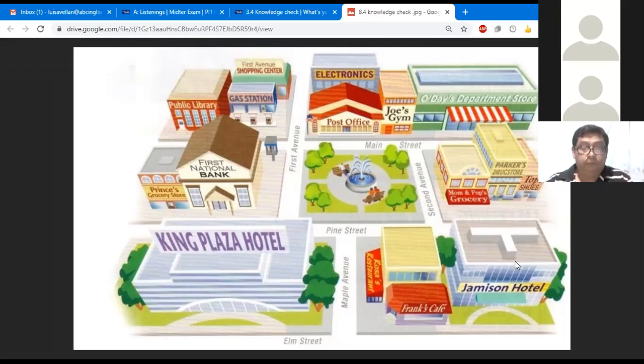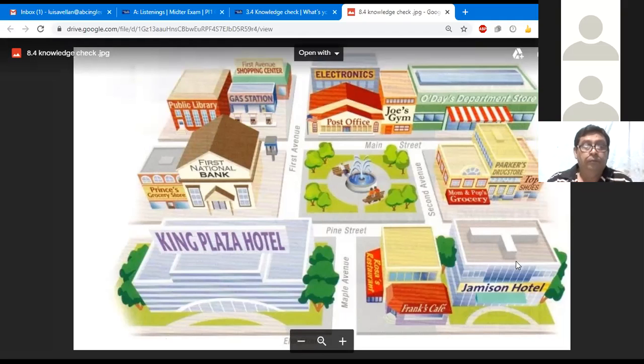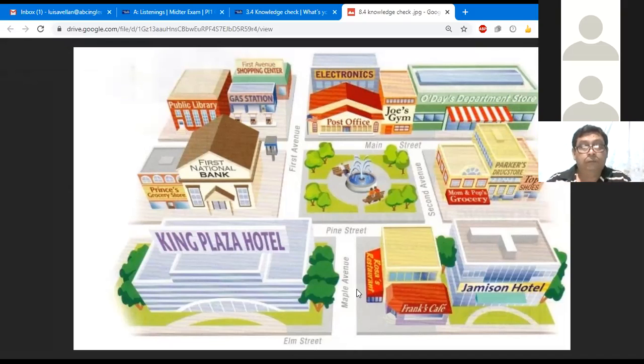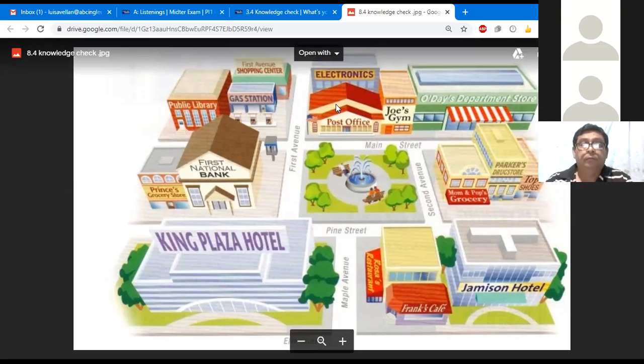Tengo otra, veamos. All Days Department Store across from Top Shoes. Where's that one? Oh, okay, yes. There you said that. Here. All Days Department Store. Yes, across from. Okay. The electronics is above the post office. In back of. Okay. In back of the post office.